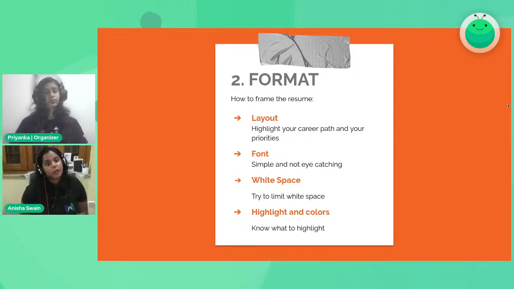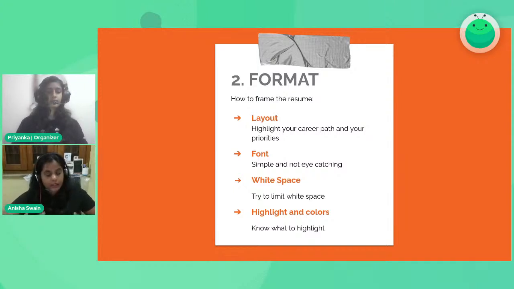Okay. So, talking about how to frame the resume, there can be different layouts. You can have a full screen, single layout. You can have a double column layout. You can lay it out as you want. The only thing is that the hierarchy of your resume layout should highlight your career path. It should highlight what your priority is in that resume. For example, if somebody writes projects first and then internship, that means the strongest part in that resume for that person is the projects. So the person will be able to speak about the projects more. So in that layout you have to decide what comes first and what comes second.